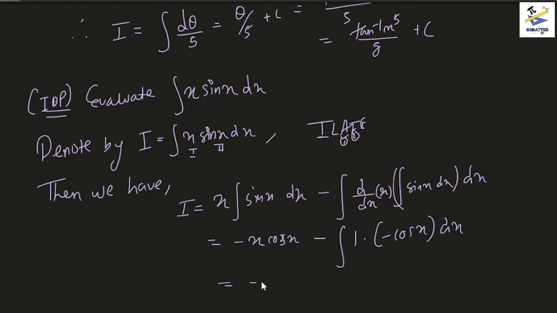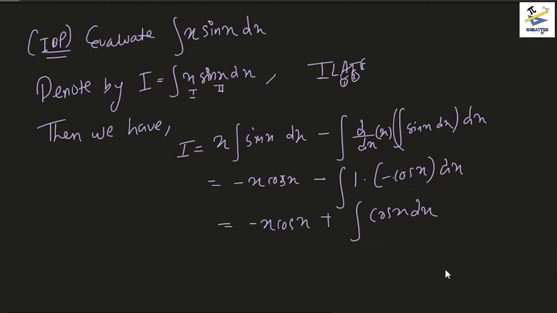Then, as you can see, it simplifies considerably into minus x cos x, and this minus makes it a plus, and 1 into cos x is cos x dx, and you do know the integral of cos x dx, which is just sin x, right? So the answer is minus x cos x plus sin x plus c.